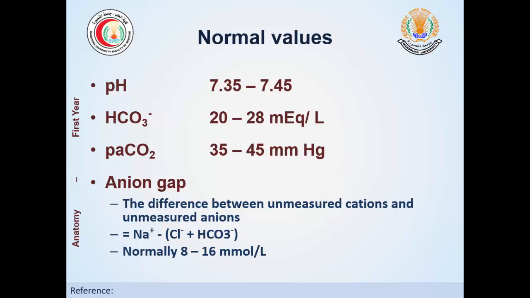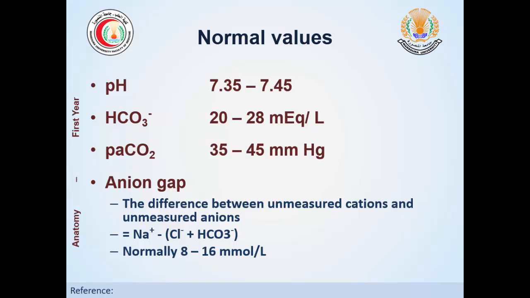What's the anion gap? The anion gap is the difference between the unmeasured cation and unmeasured anion, which is the same as sodium minus chloride plus bicarb, and it normally ranges from 8 to 16 millimole per liter.